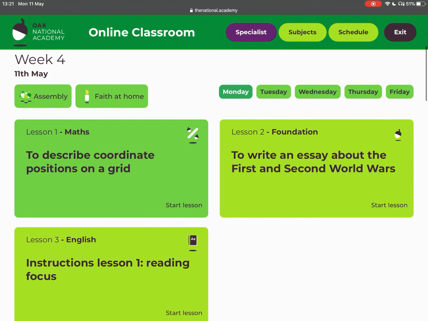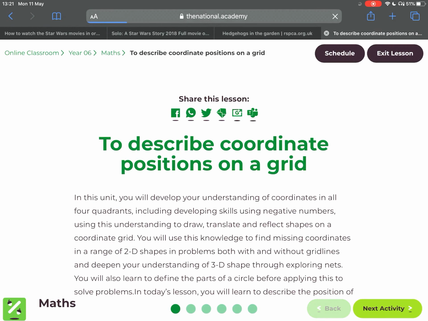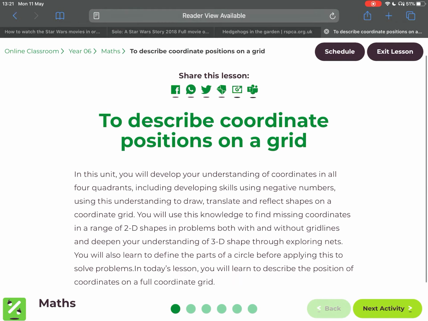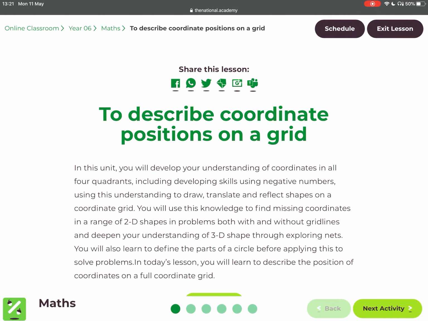So we are back. Today is Monday, the 11th of May, and let's get straight into this. So first, lesson one, you have maths to describe coordinate positions on a grid. So in this unit, usually this week, it might last longer.